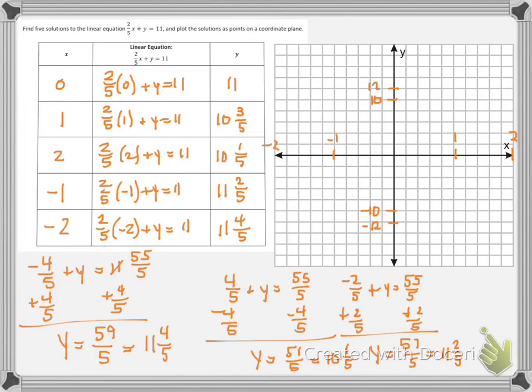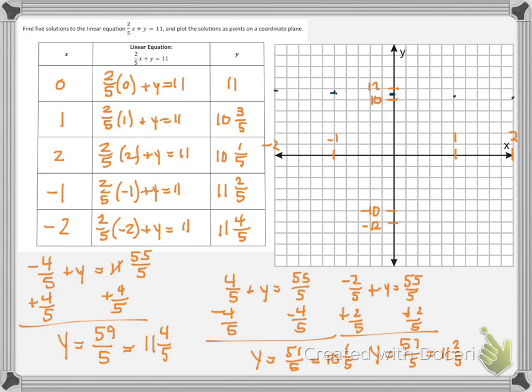X is 0, y is 11. X 0, y 11 is halfway in between the 10 and the 12. X is 1, y is 10 and 3/5 is not quite to 11, so it's a little bit below, so maybe right in there. 2 and 1/5, that's barely above 10, so about there. -1 and a positive 11 and 2/5 is a little bit higher, so about there. And a -2 and a positive 11 and 4/5. 11 and 4/5 is almost 12, so it's right at the top.